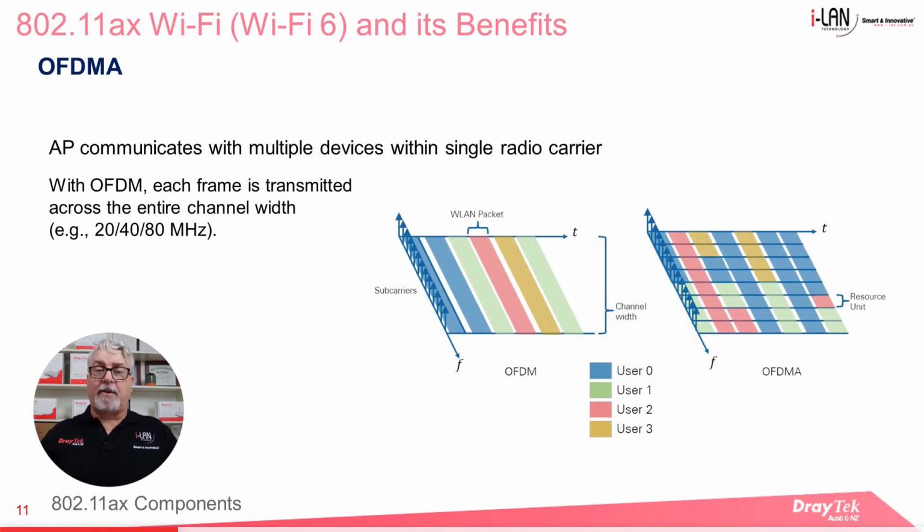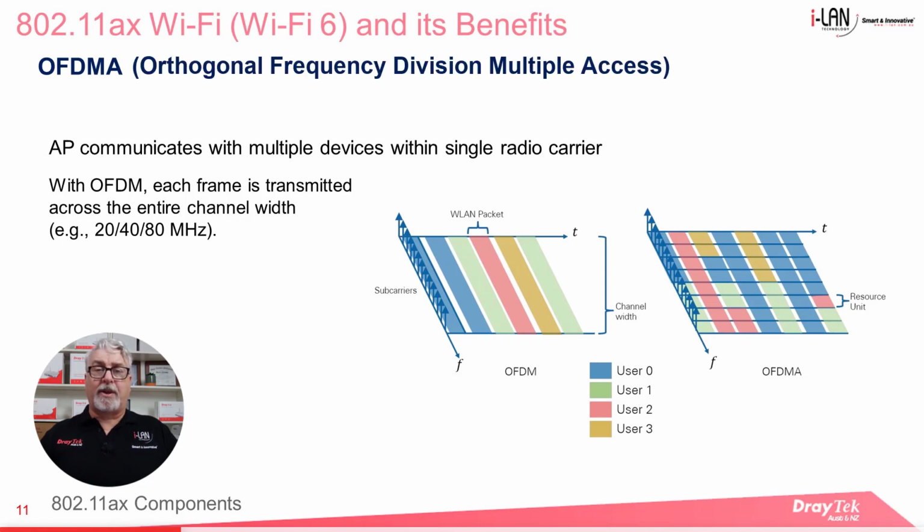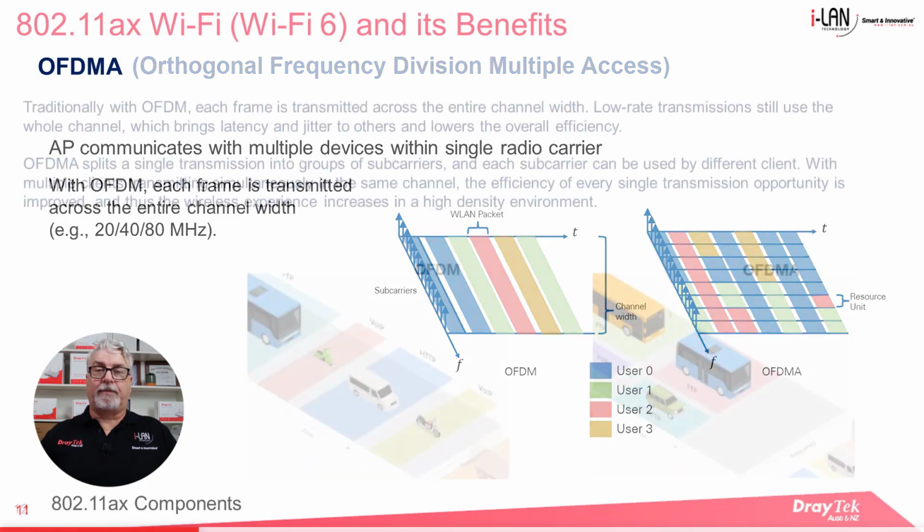OFDMA is a key feature of 802.11ax. It's an abbreviation for Orthogonal Frequency Division Multiple Access, which is an advanced technology for sharing a radio carrier between many users at once. The access point's channel bandwidth is split up into small chunks referred to as resource units. Then it uses complex scheduling in the background to determine which users need more resources at any one time. With OFDM, each frame is transmitted across the entire channel width, so it's not as efficient as OFDMA.